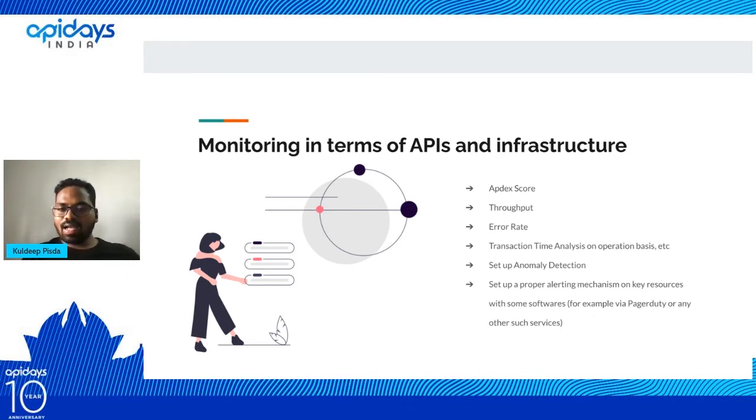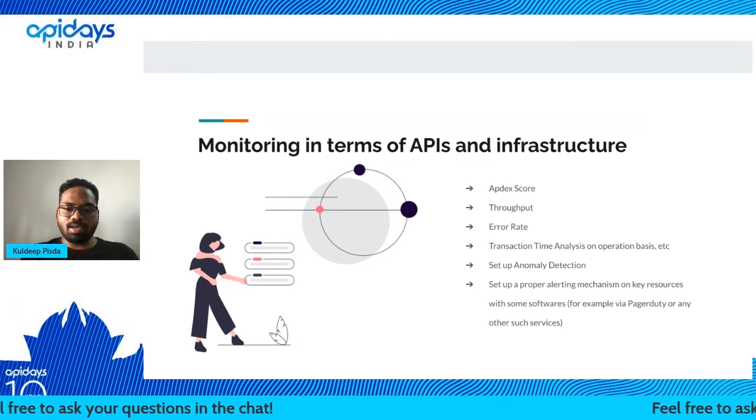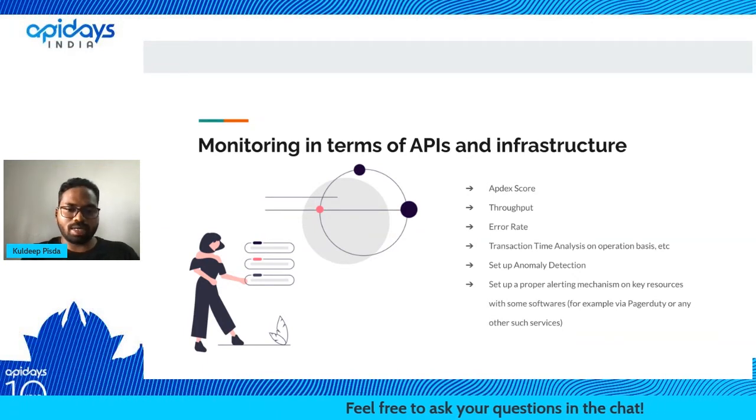And the last thing is, what do you do about this data? These are just some charts. Unless we put a proper alerting mechanism on the key resources, it is not going to help, right? For example, if some service goes down, we want to fix it, and in order to fix it, we must know that it has occurred. So maybe we want to integrate some software that will help us with that. Maybe it can be Opsgenie, PagerDuty, or any such service that you would want to integrate with in your infrastructure, right?